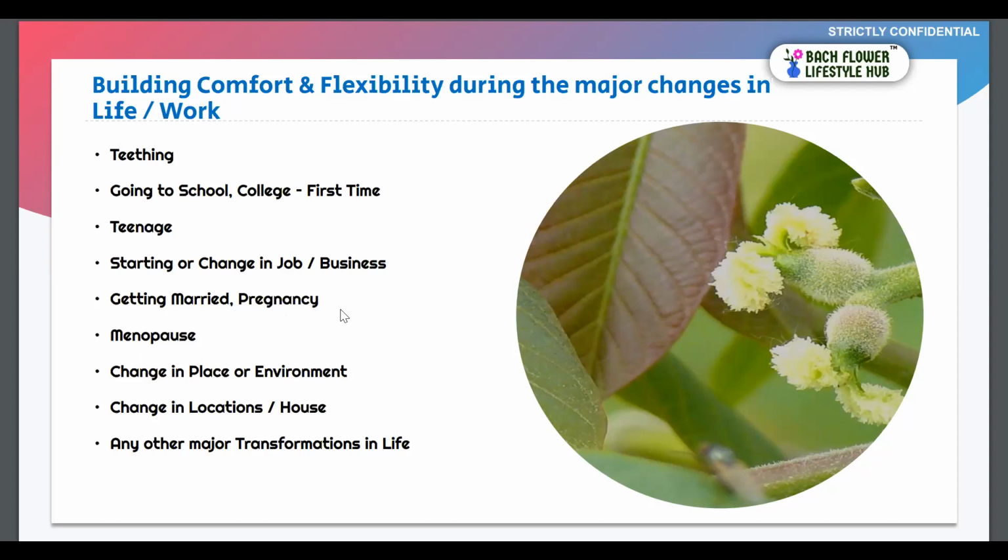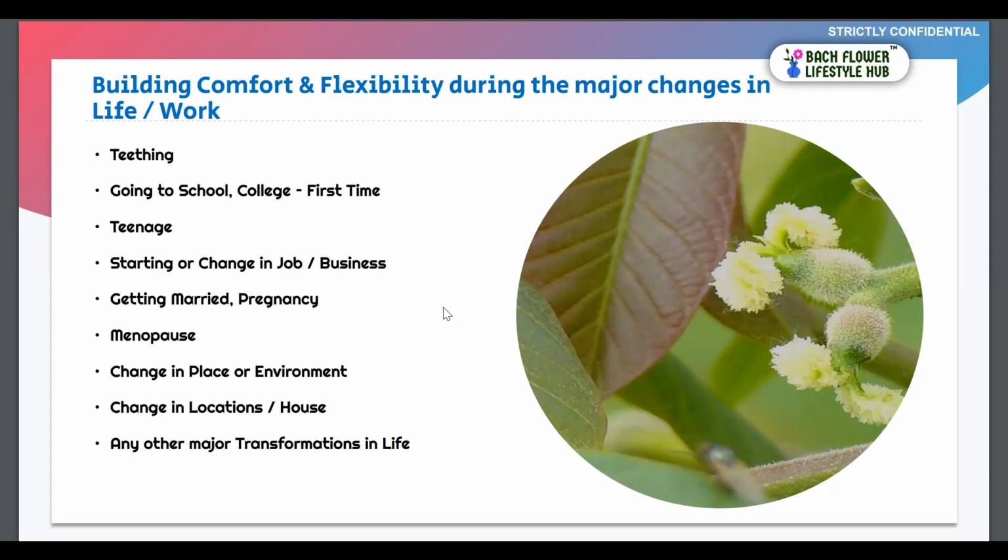Starting a new job, new career, or new business is definitely a bigger change. Getting married and pregnancy are other major changes in our life, which bring new possibilities. Menopause is definitely a transition from young to older age, and it brings fluctuations in hormones and in the emotional state of the woman. That is a very important aspect where we can take the benefit of the remedies to keep calm, keep peaceful, and keep happiness alive in our life.